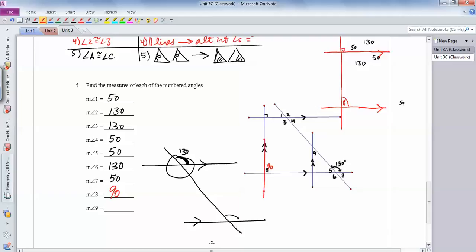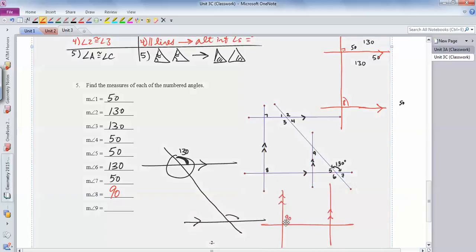Well, you can do the same sort of thing right here, because these guys are parallel. So you could say, well, this 90 corresponds with that angle. So this angle's 90, which goes with that angle right there. So now I have a 90 in this corner. I already knew 5 was 50, and then I got a little triangle right here. If you add up to 180, angle 9 ends up being 40 degrees. Okay, I hope that helps some.